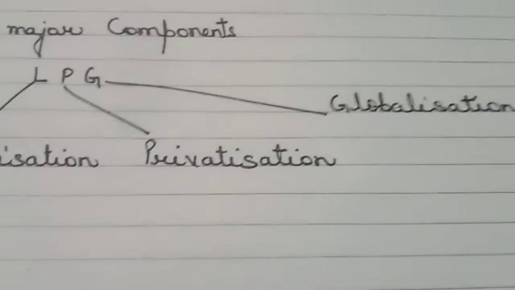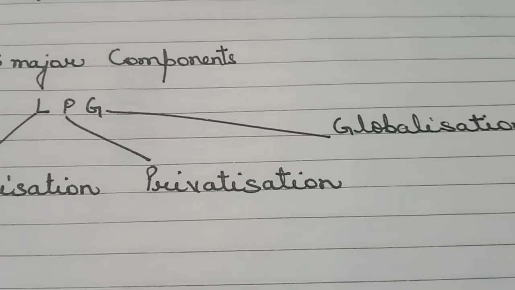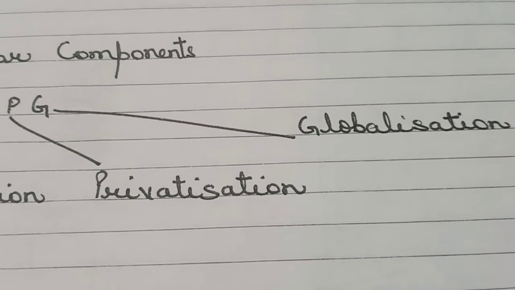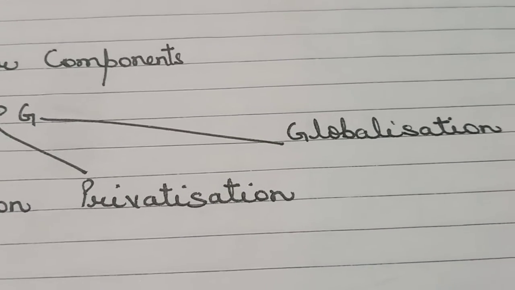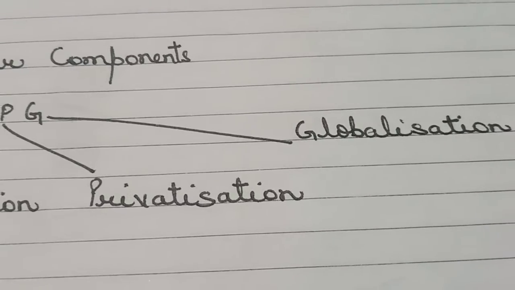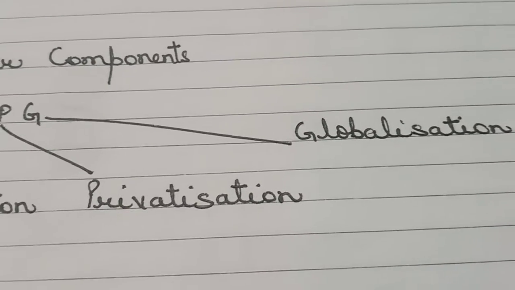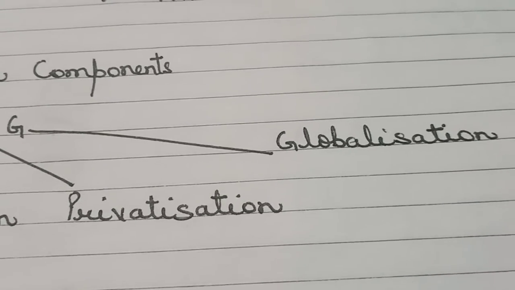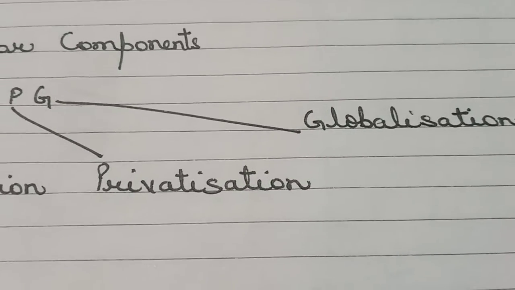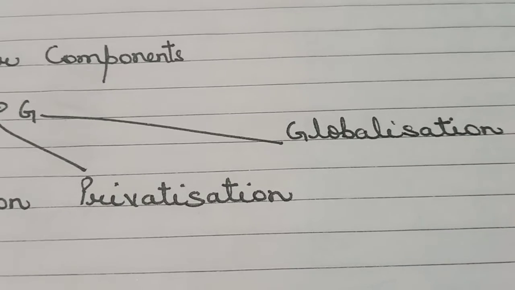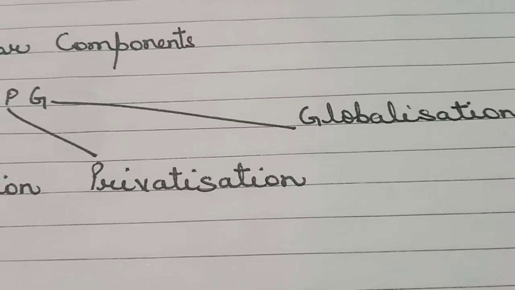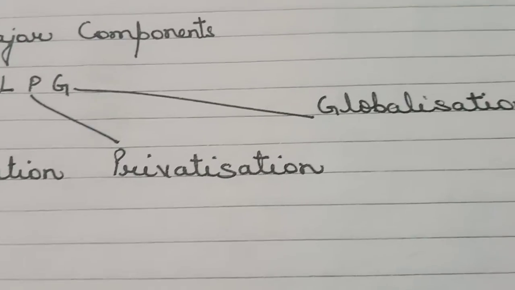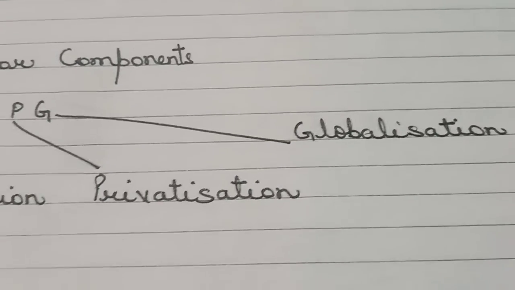Now we have the second major component, and that is privatization. Privatization refers to giving a greater role to the private sector and reducing the role of the public sector. To execute the policy of privatization, children, the government took certain steps. I'm sure you all must have studied them, but again, those steps were disinvestment. Disinvestment is not a word new for any of us.